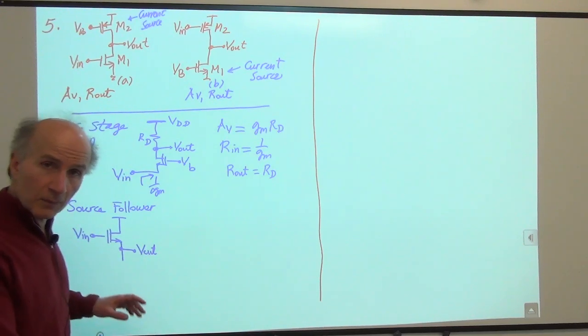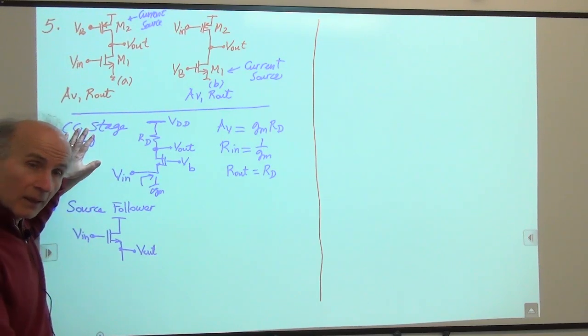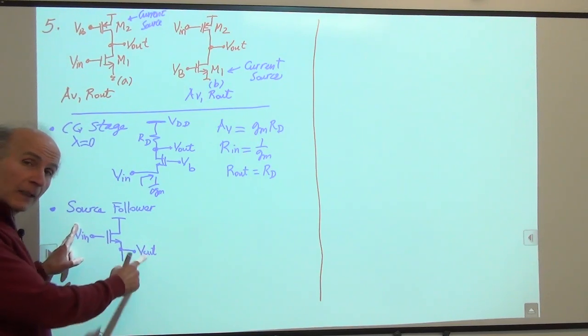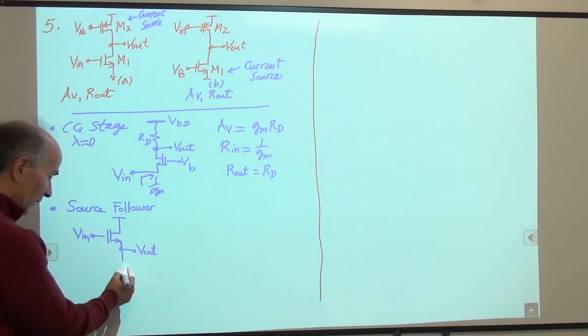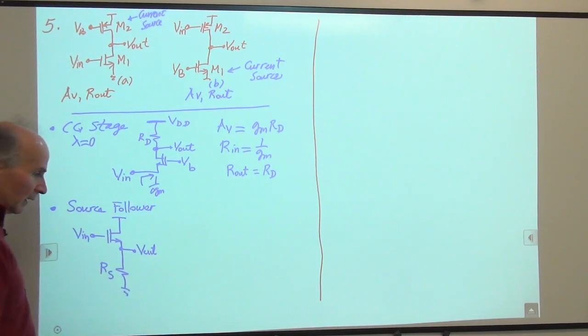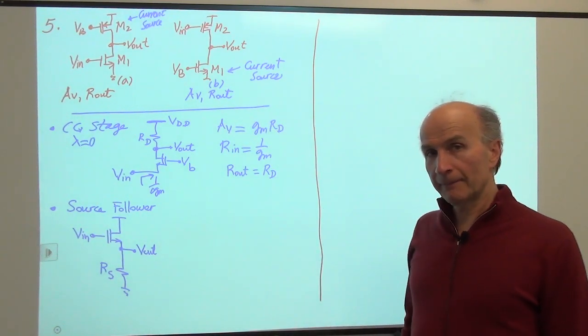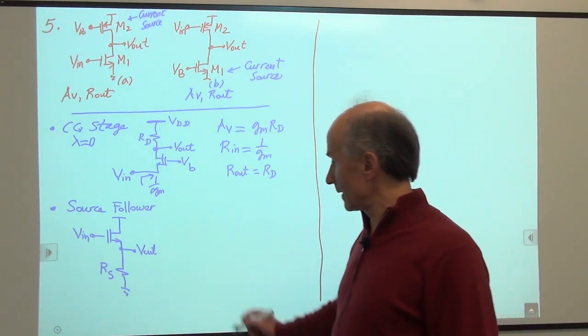Now, in the ideal case, we can neglect channel length modulation, and we can put an ideal current source here. In that case, the gain would be 1. But let's make it realistic. So let's put a resistor here and call that RS. Okay. So how much is the voltage gain in this case?